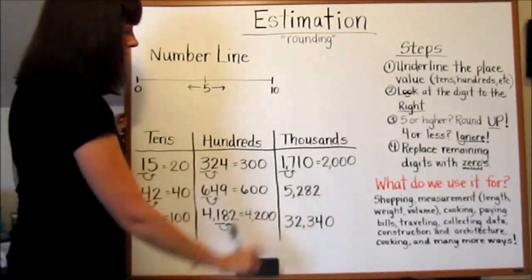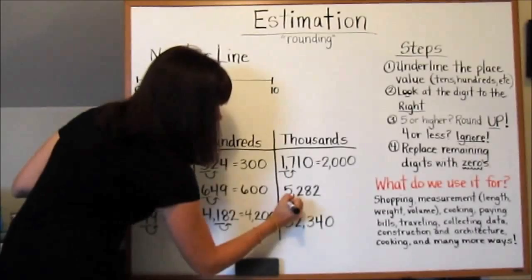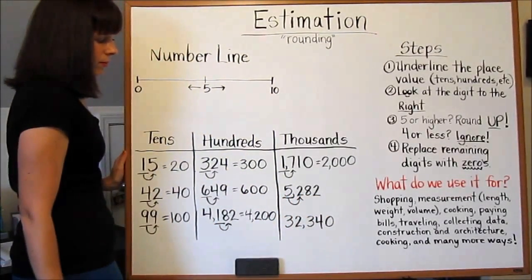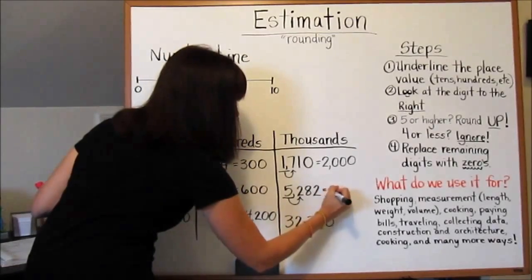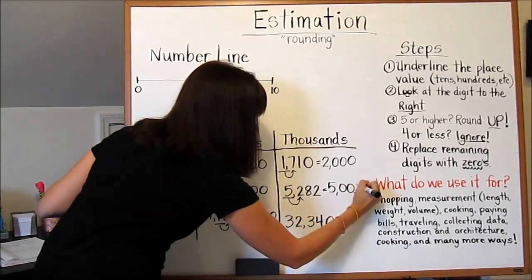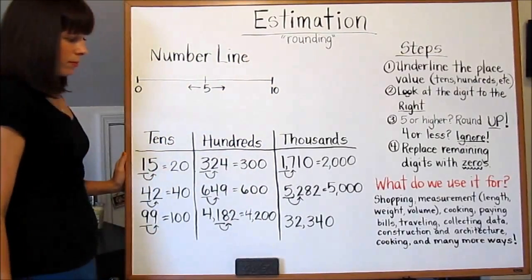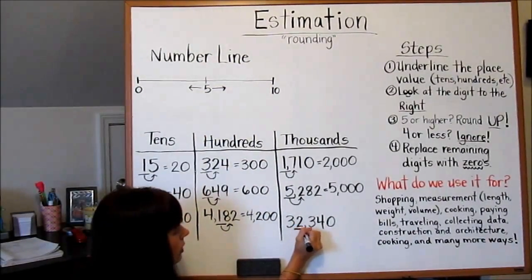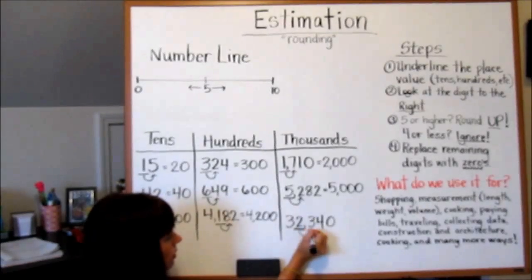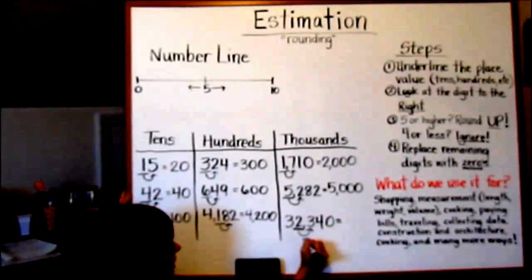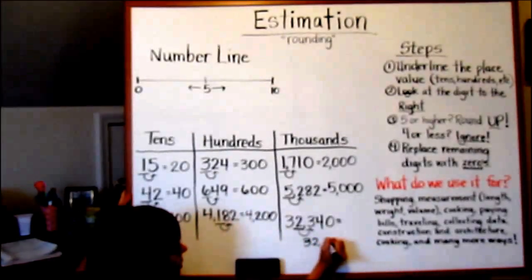And moving on over here to the thousands, that becomes 5,000. And I'm still rounding to the nearest thousand down here. So I'm going to underline the place value. Look immediately to the one next door. I'm going to write this one down here. It stays 32,000.